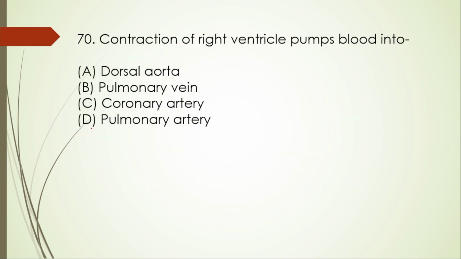70th one. The contraction of right ventricle pumps blood into A. Dorsal aorta. B. Pulmonary vein. C. Coronary artery. D. Pulmonary artery. So here the right option is pulmonary artery.